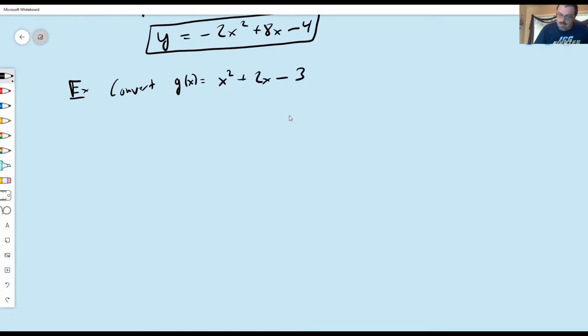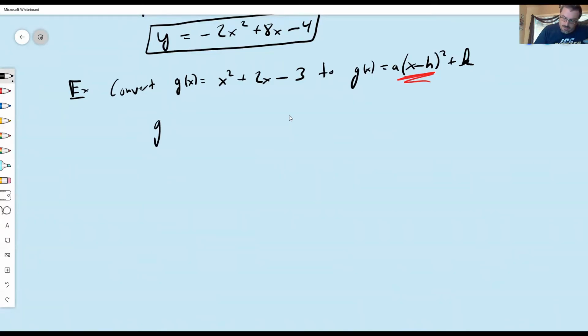All right. We're going to convert g of x equals x squared plus 2x minus 3 to, in this case, g of x equals a(x minus h) squared plus k. The key here is this perfect square, (x minus h) squared. The way you create a perfect square is to complete the square. So we're going to have to complete the square on this g of x.